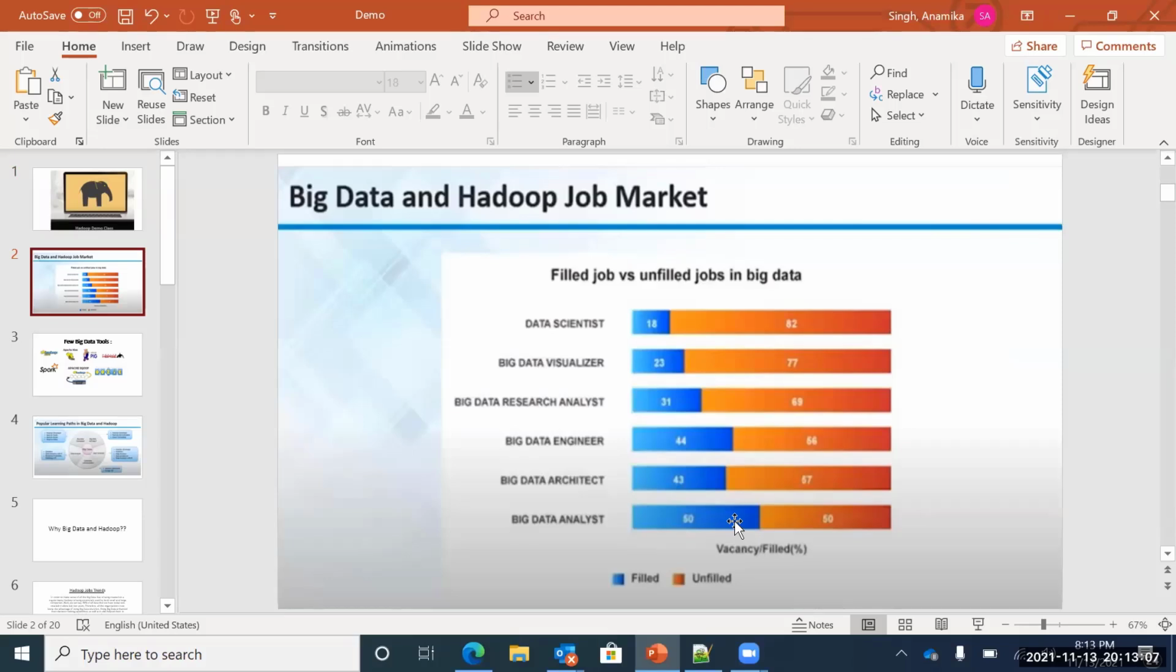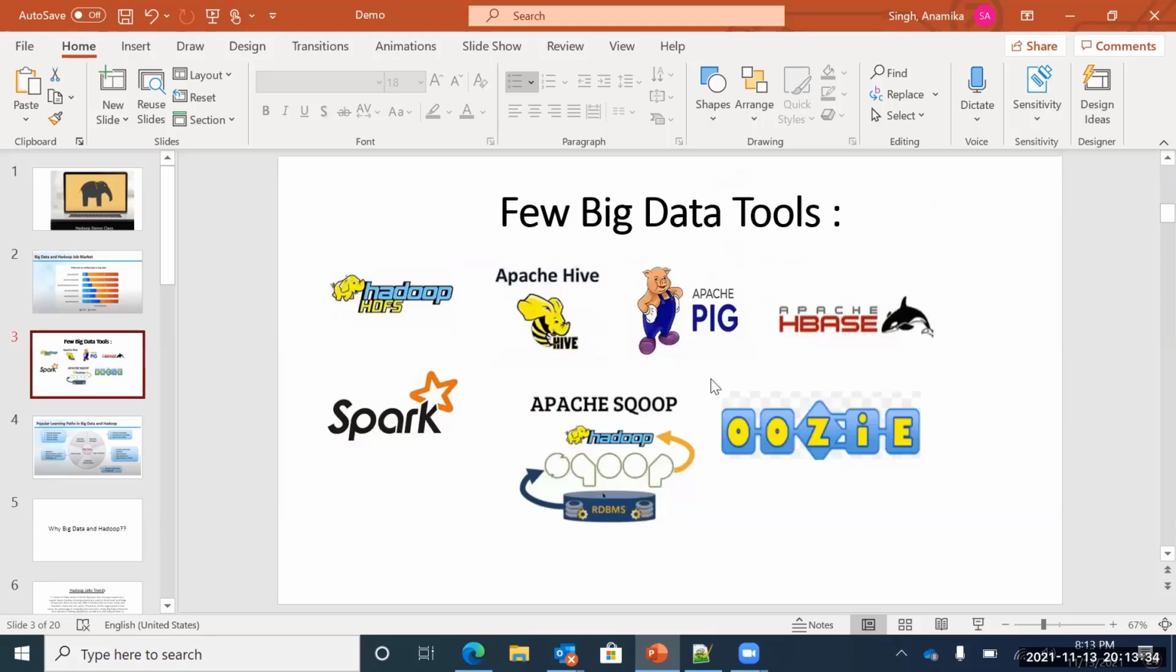So if we compare with other open positions and other skill sets, versus Big Data, Hadoop, Spark, then obviously this is, I can say, at least 60% more than each and every skill set. You have more chances to get a job in this field with good increment, which is not possible with other skill sets. And if we are talking about big data tools, we have multiple big data tools.